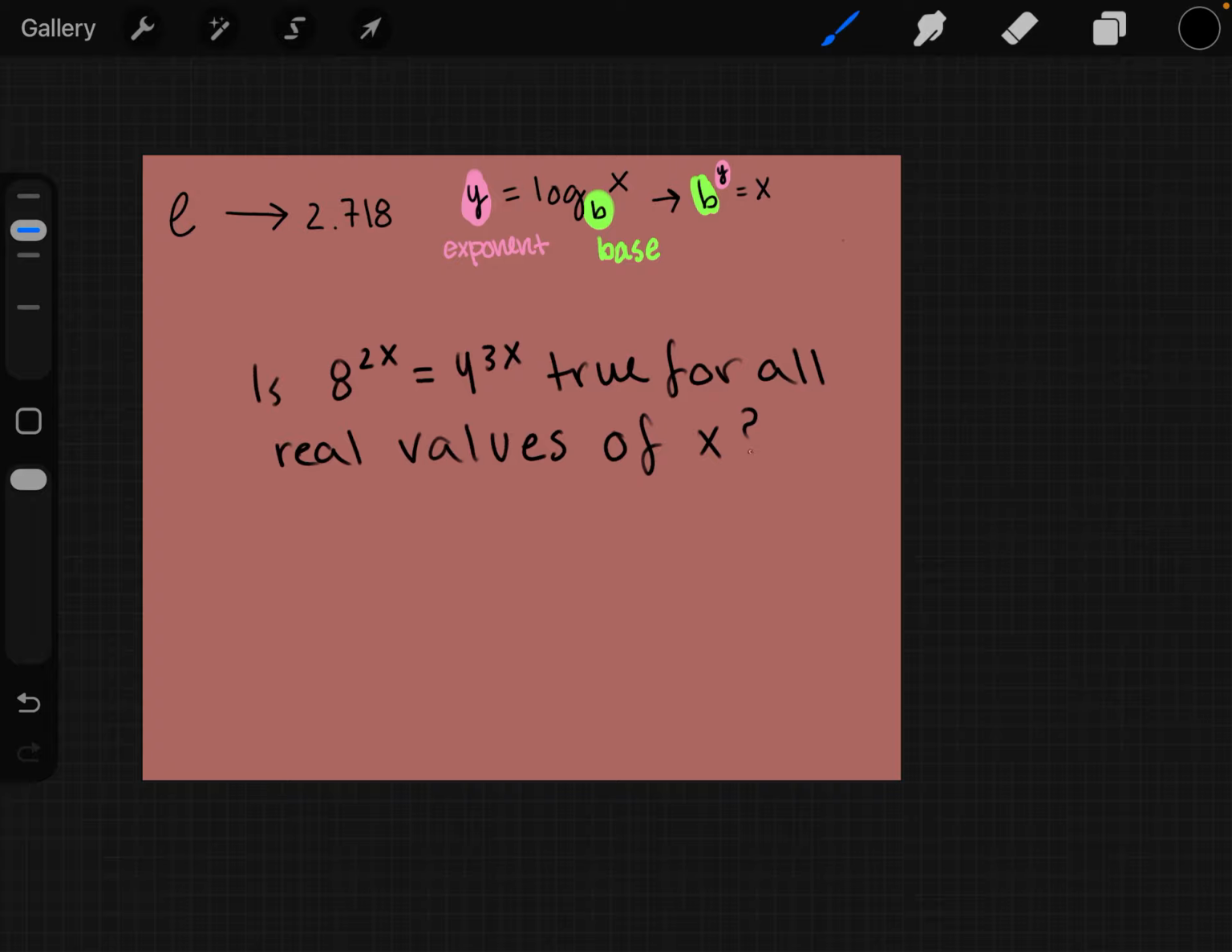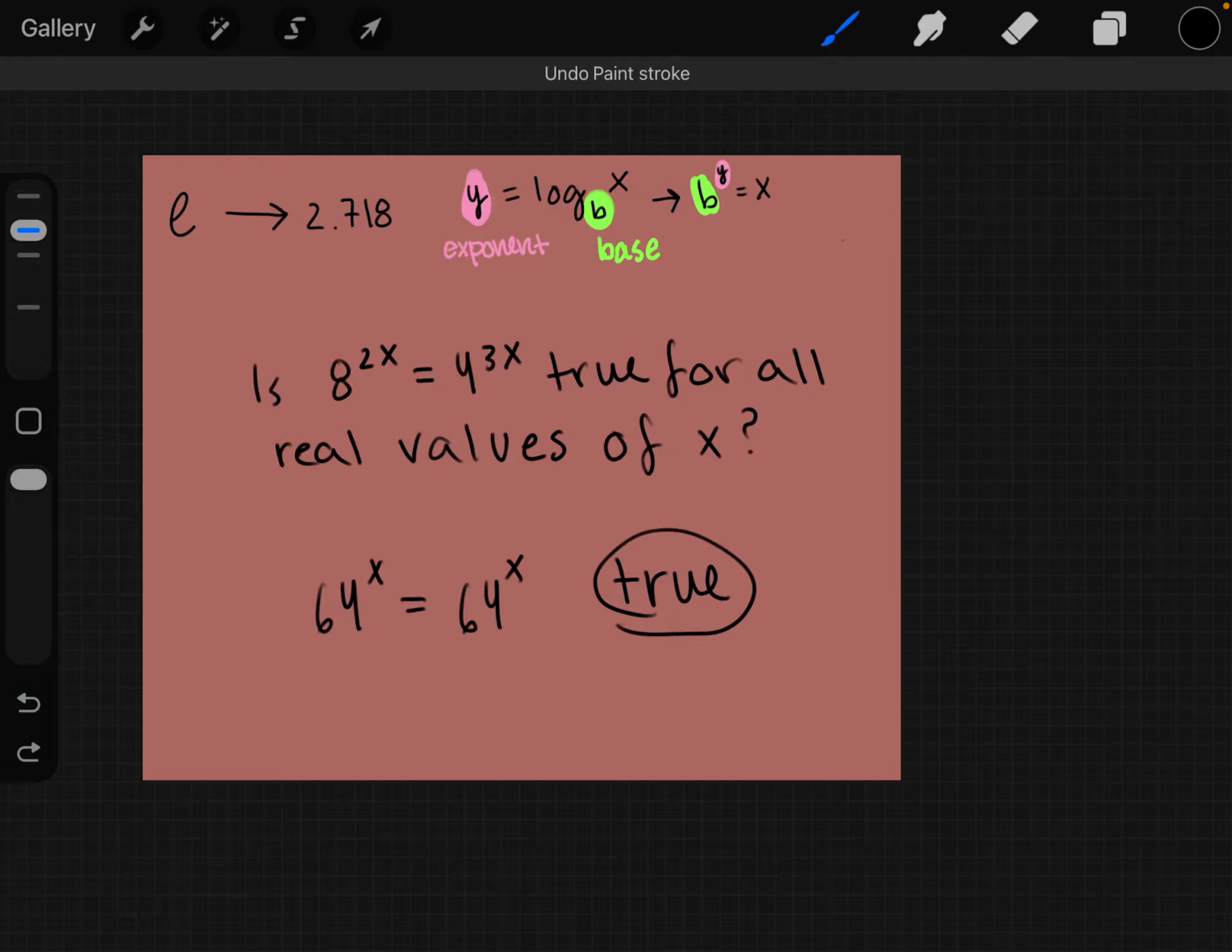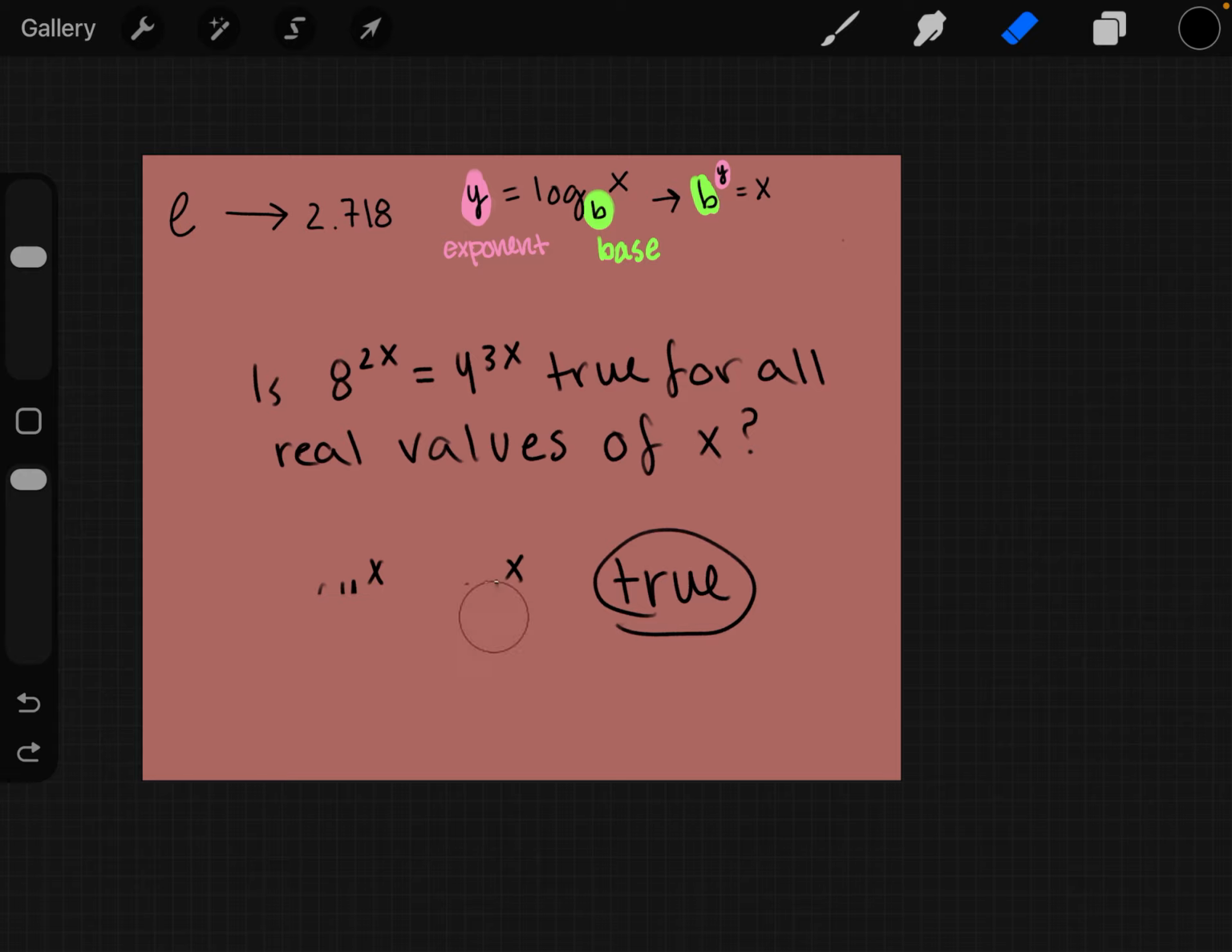Okay, so let's look at this. Let's ignore the x's up there in the exponents for a second. What is 8 squared? 64. What is 4 cubed? So if you know squares, 4 squared is 16. What's 16 times 4? It's 64. So I hope you know now just by looking that yes, this is going to be true because they are the same. So no matter what you put in here, they will always be the same because they're both 64.